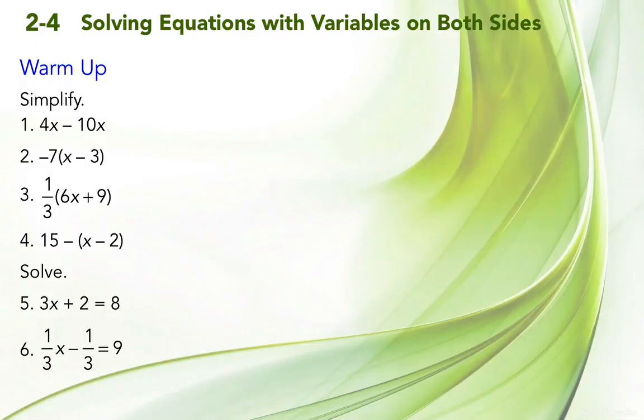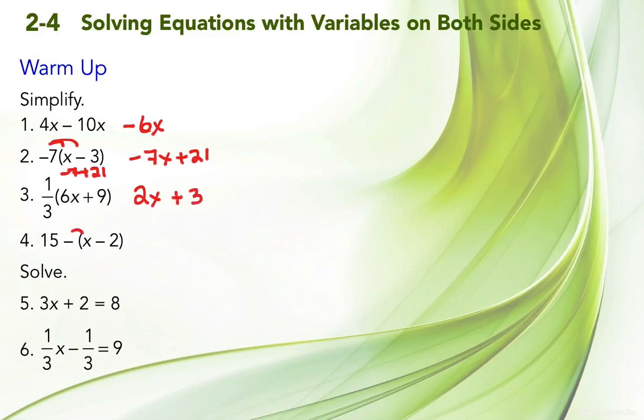So going over the answers real quick, this is just a simple number 1 here, combining like terms. 4x and 10x is a negative 6x. Number 2, you have to distribute, and that's our answer actually, negative 7x plus 21. Number 3, another distribution problem, distributing the 1/3. Our final answer here is going to be 2x and positive 3.